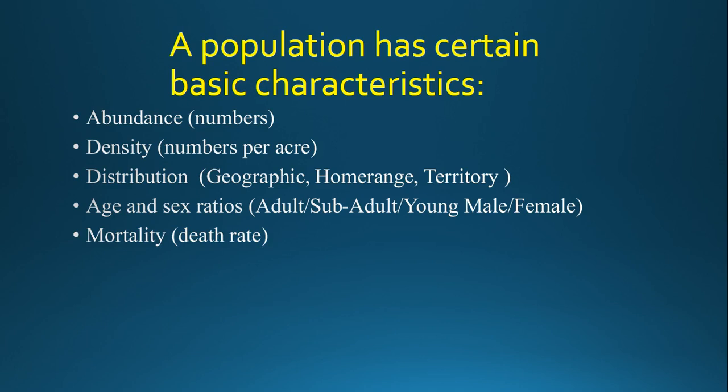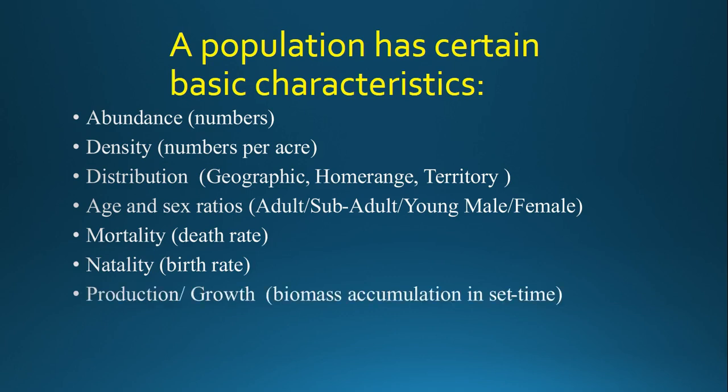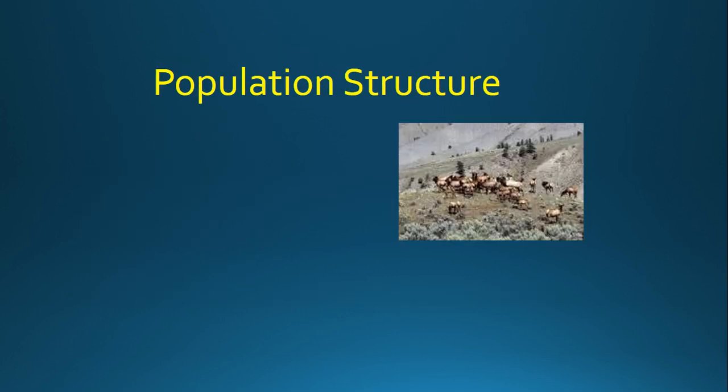Or is there a typical number within a population? What is the death rate? And we know death rate is mortality. And what is the birth rate, or natality, of the population? What's the production or growth? And when we talk about production or growth, we're usually talking more about a biomass accumulation in a set time. Most areas can support a certain amount of biomass, so a few large individuals or many small individuals. And we really don't use biomass too much when we're talking about terrestrial species, but we do use it a lot when we're talking about aquatic species like fish.